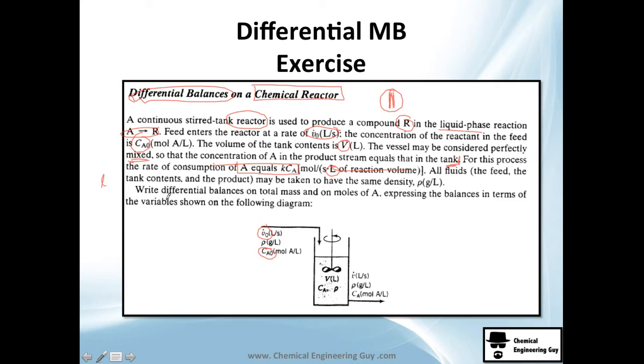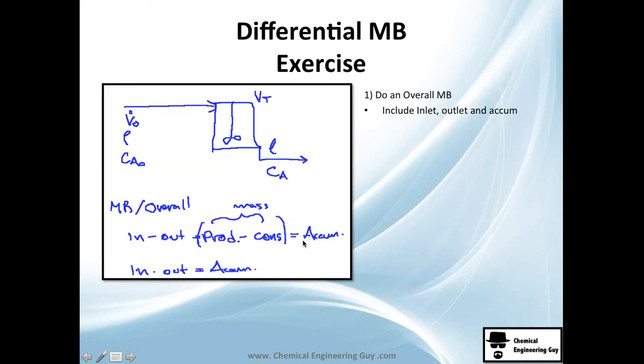They tell you, please write the differential balances on the mass and A. So the total mass, overall, and moles of A. And they tell you you cannot solve it. Of course, you have no data, no numbers, but you can get the equations. So you have this system, the tank. Let me actually go to my drawing: you have this volumetric flow, you have initial concentration, you have concentration going out, you have density going out, which is the same. These guys are the same. You have total volume and the volumetric flow out.